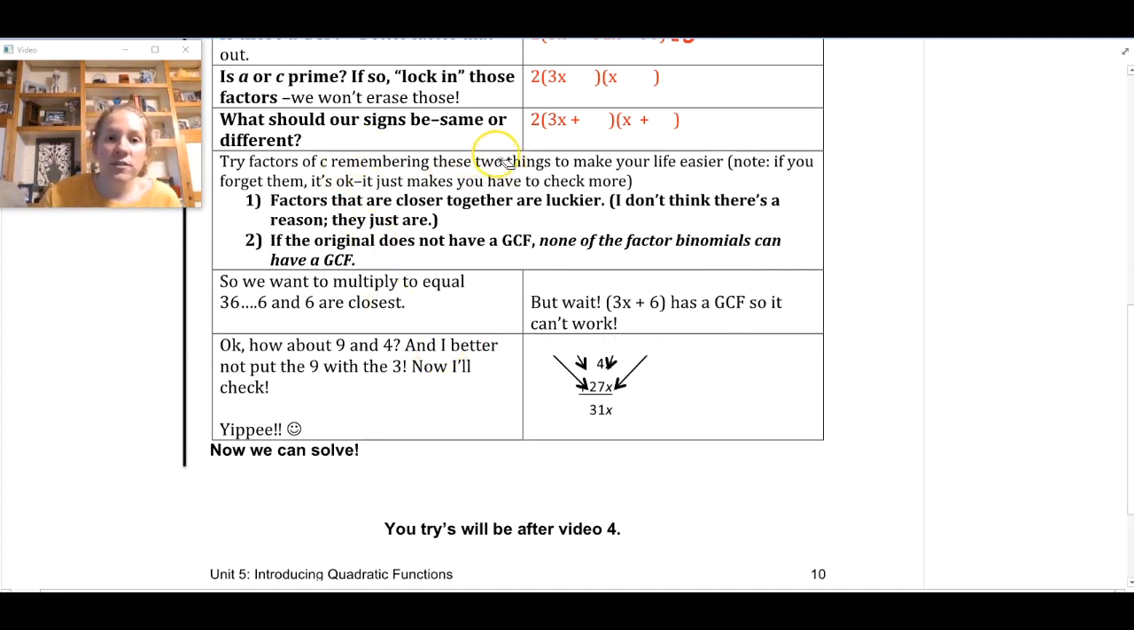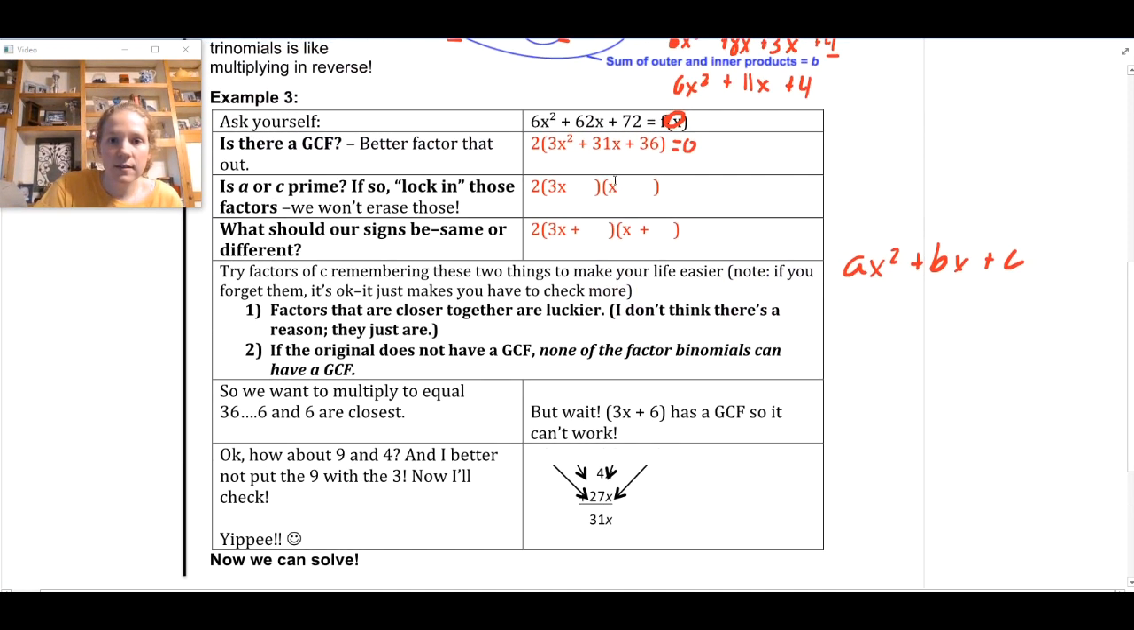Try different factors of C. So your C value, let me write this over here. Remember, your C value in standard form is this last constant. In this case, that's 36, because I've got a 36 right here. So I've got to think of all the different factors of 36. I recommend making yourself a little list and working off of that list.